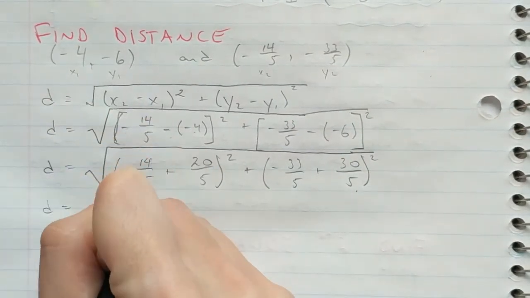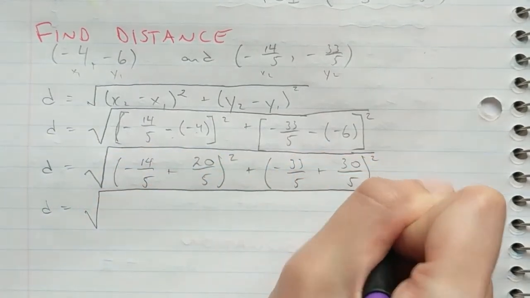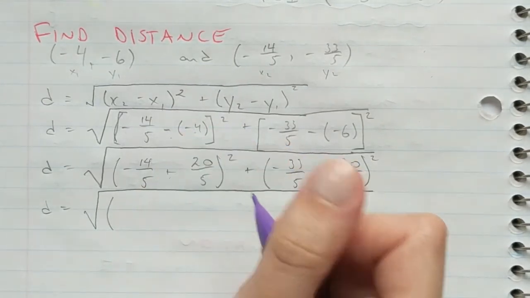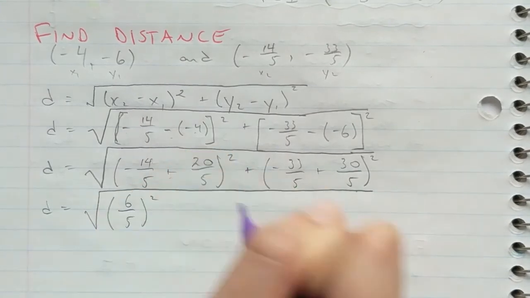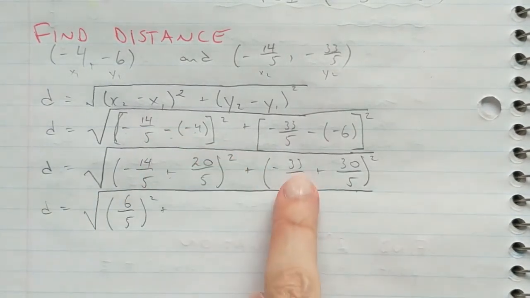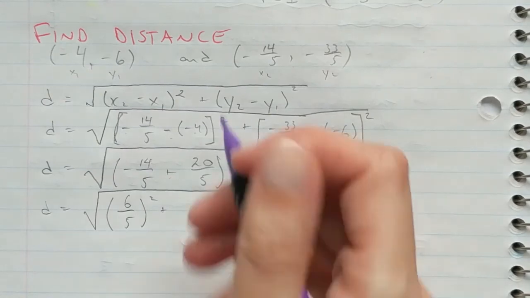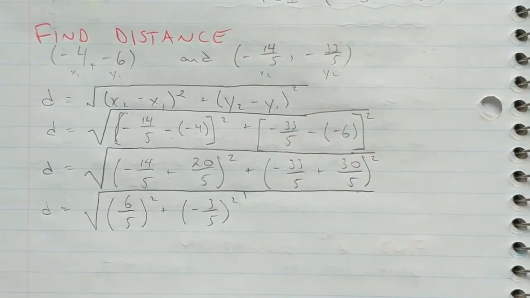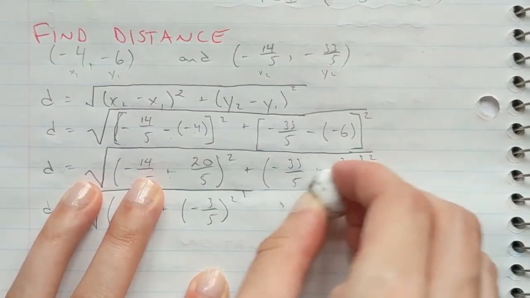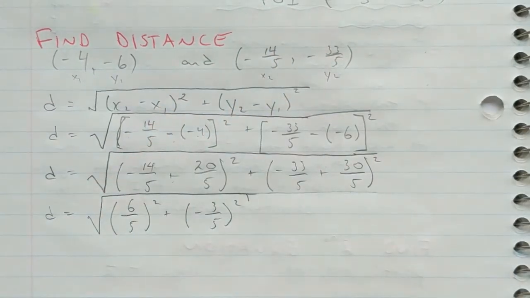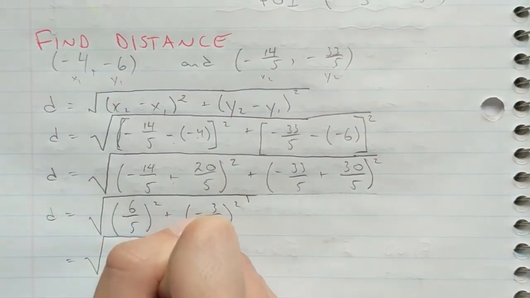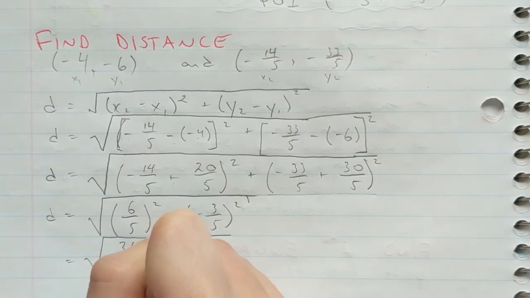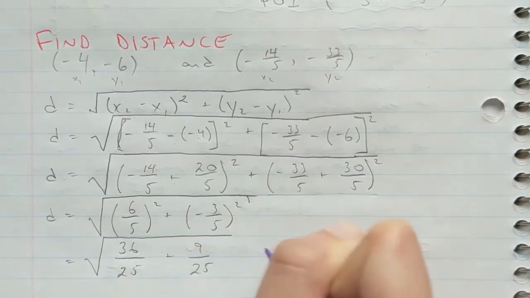Let's keep going. Negative 14 over 5 plus 20 over 5 is 6 over 5. That's going to be squared. Plus negative 33 over 5 plus 30 over 5 gives me negative 3 over 5, all squared. So my square root sign can end there. Let's go ahead and square this. Remember, when you are squaring fractions, you have to square both the top and the bottom. So this gives me 36 over 25 plus 9 over 25.